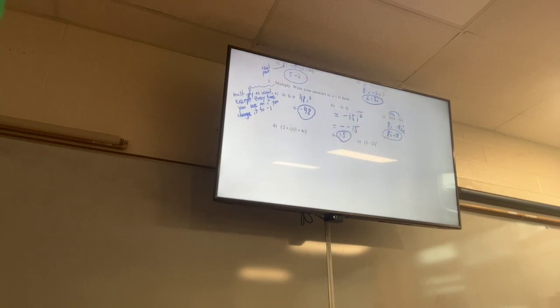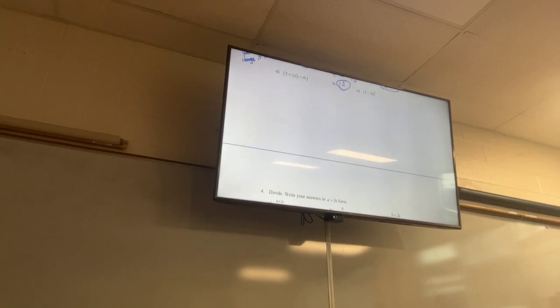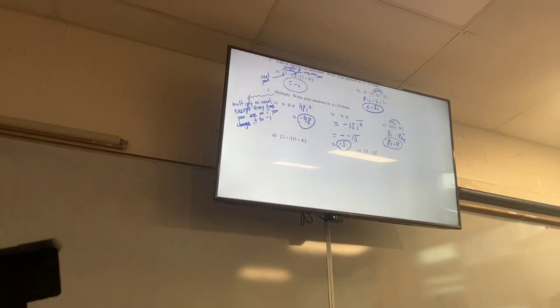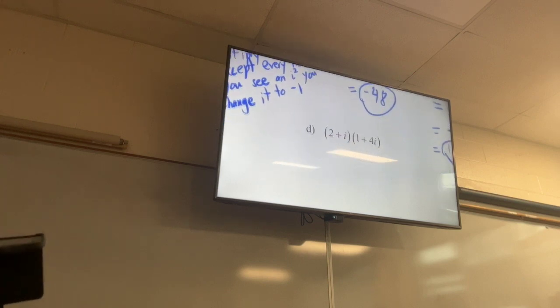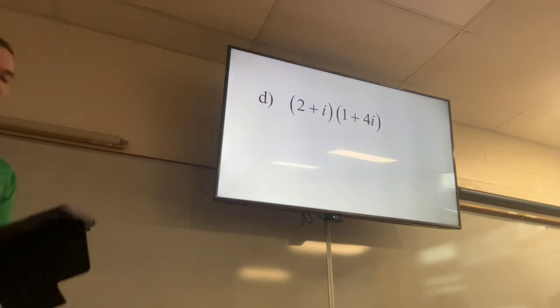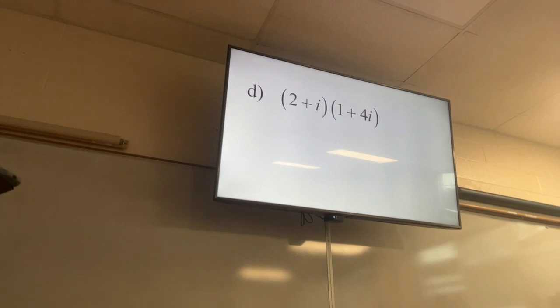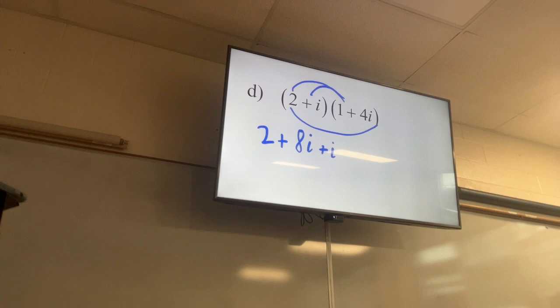Can I move on to D? For this one, multiply as usual. So just FOIL, guys. Just FOIL, okay? So first, 2 times 1 is 2. Outer, 2 times 4i is 8i. Inner, i times 1 is i. Last, i times 4i is plus 4i squared. Okay?